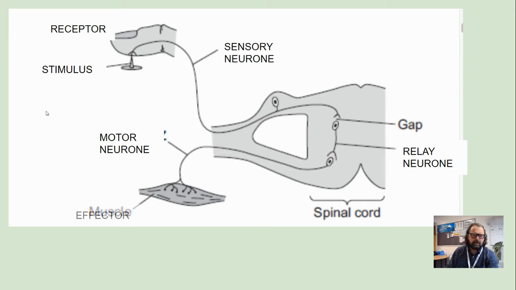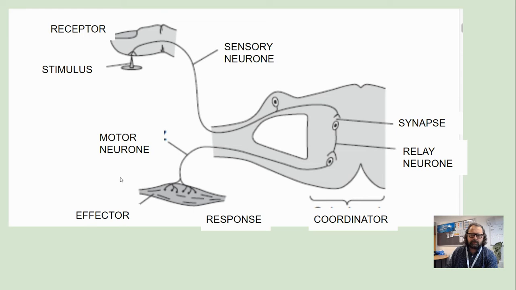We say that the muscle is an effector. Okay, learn that an effector could be a muscle or a gland. And this is going to bring about the response. In this case, the muscle will contract and the finger will be moved away from the pin. Add to our little list of labels here the fact that the gap is called a synapse, and we'd refer to the central nervous system here as the coordinator. The response is being coordinated.